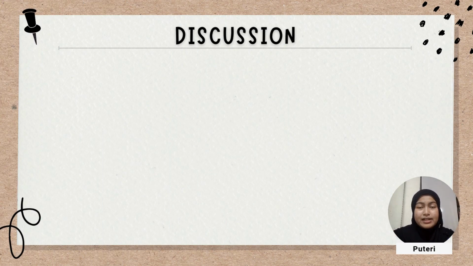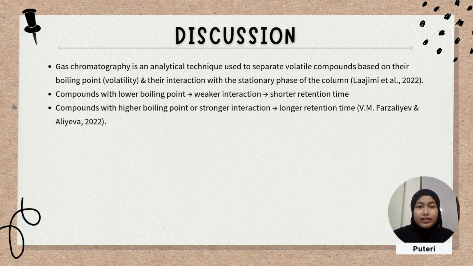For this experiment, gas chromatography was used as an analytical technique to separate volatile compounds based on their boiling points and their interaction with the stationary phase inside the column. Compounds with a lower boiling point are more volatile and interact less strongly with the stationary phase. As a result, they travel faster through the column and have shorter retention times. On the other hand, compounds with a higher boiling point or stronger interaction with the stationary phase move more slowly and therefore show a longer retention time.